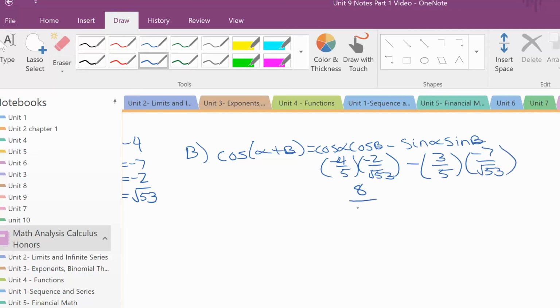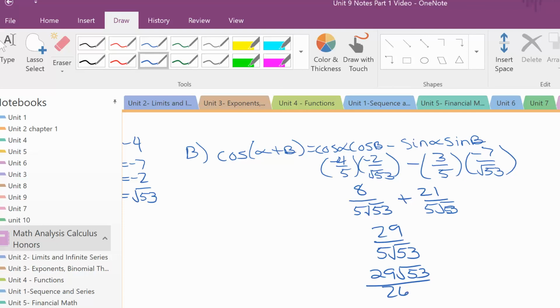So you multiply and you get 8 times 5 over 5 times rad 53, minus a minus, so it's plus 21 over 5 rad 53. So it gives you 29 over 5 rad 53. When you multiply to rationalize, you get 29 rad 53 over 265. That's cosine alpha plus beta. So now the next one says the quadrant that it's in.